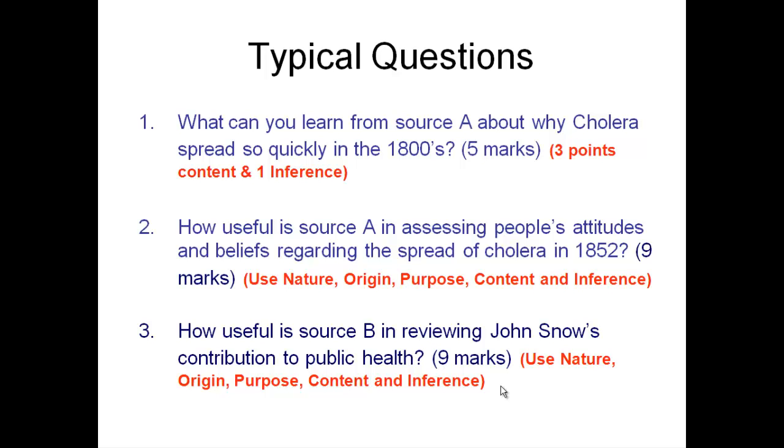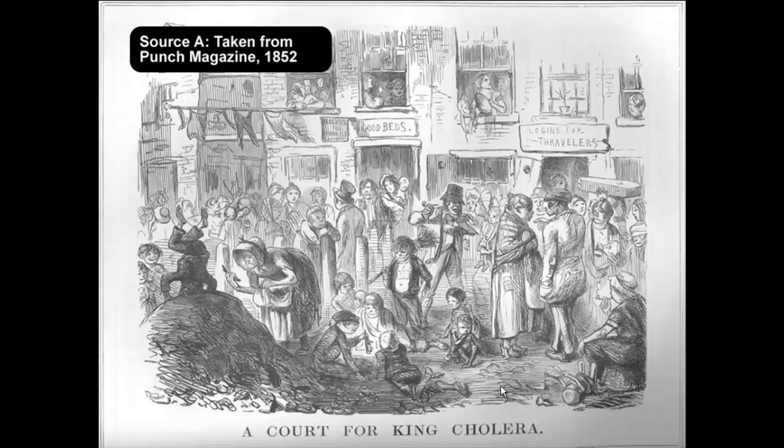So, here's the source. Okay, it's taken from Punch magazine in 1852, A Court for King Cholera. Spend now a minute looking and making notes about the source, the content of the source, pick out some key points, and what it suggests. Possibly about the street that you're looking at. 1 minute.